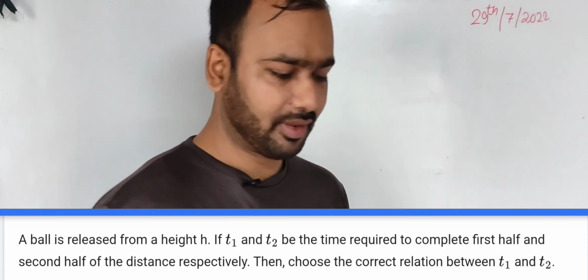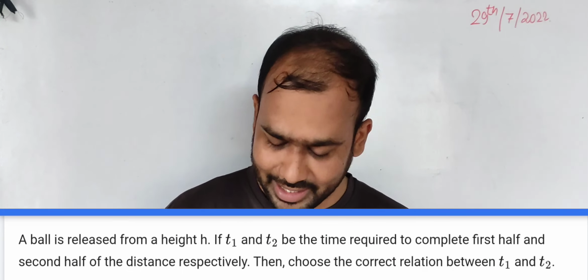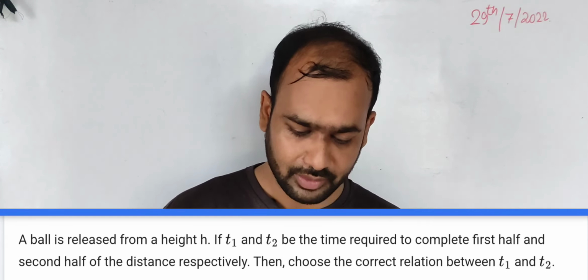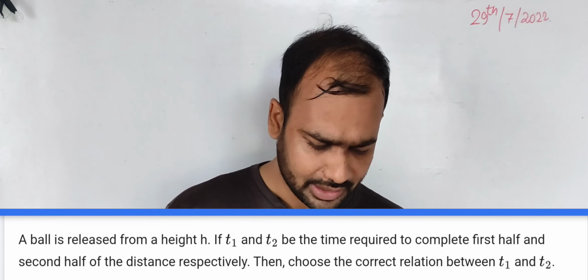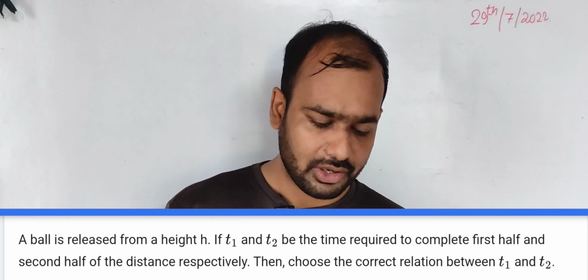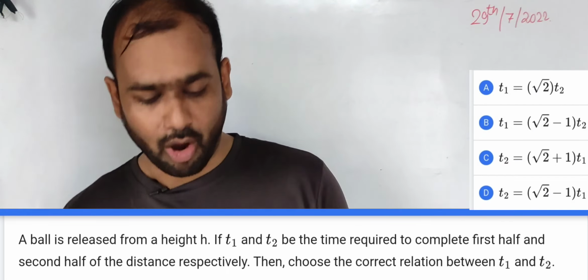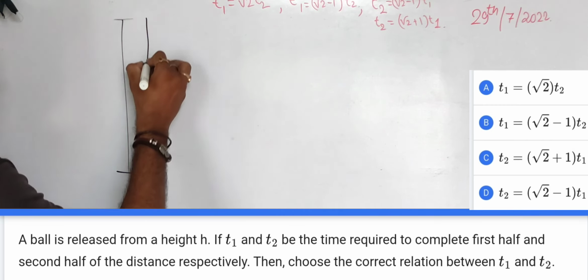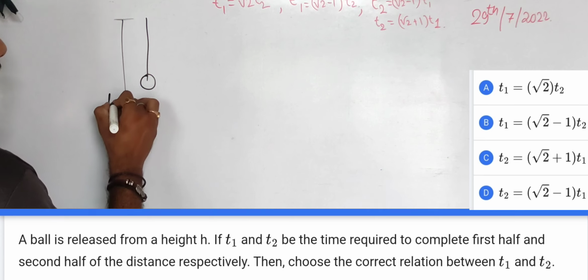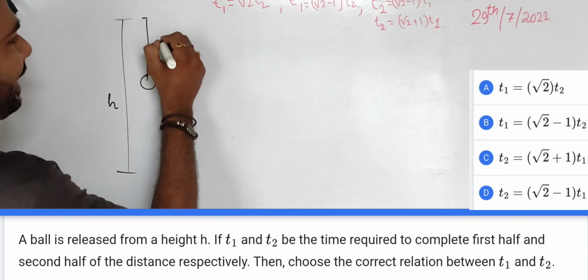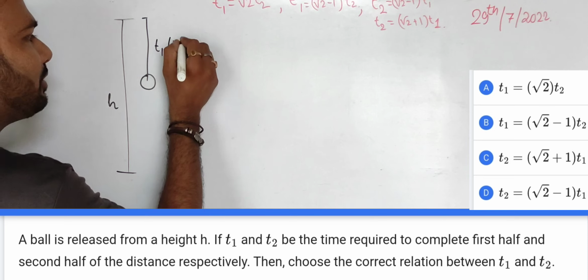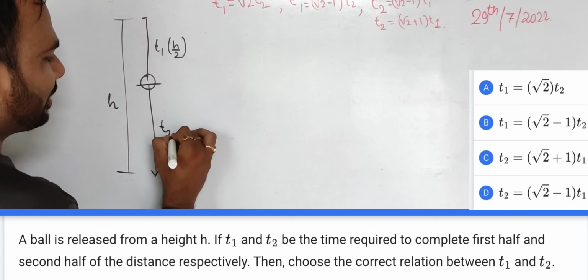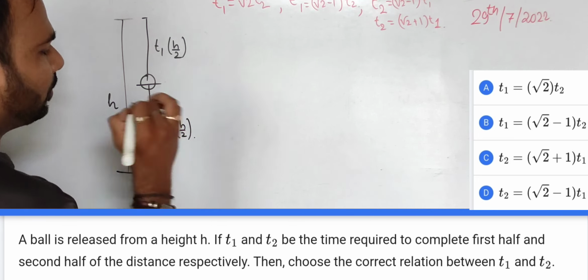The question is: a ball is released from a height h. If t1 and t2 are the times required to complete the first half and the second half of the distance, then choose the correct relation between t1 and t2. The ball is thrown from a height h. It takes t1 time to reach h by 2 height. After that it takes t2 time to reach h by 2 distance.